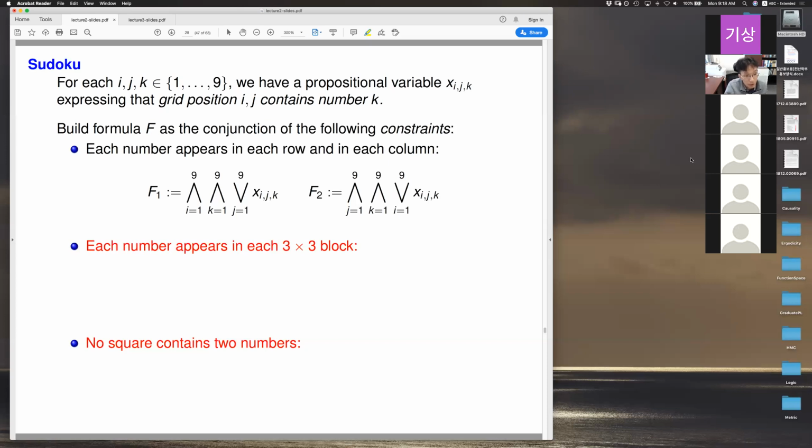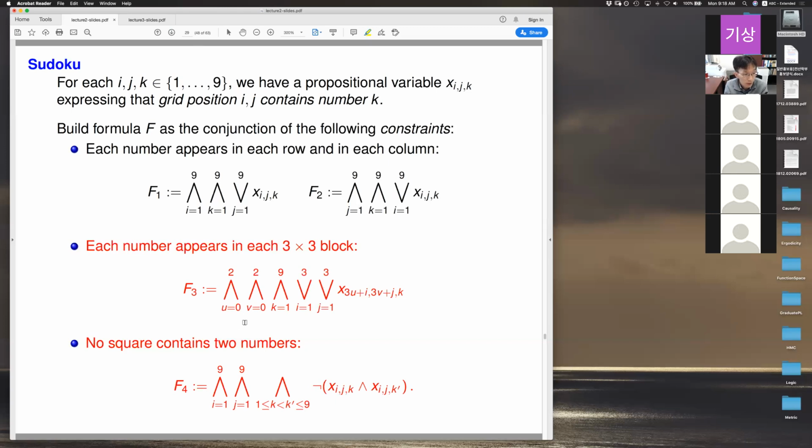So, okay, let me show you the answer here. For the second property, the description is pretty similar to what we did for F1 and F2. We say that for every U and V, which means every 3 by 3 block, and every number K from 1 to 9, we can find some entry in the 3 by 3 block. That's what this disjunction is saying, such that that entry will contain the number K. So that's exactly the second property.